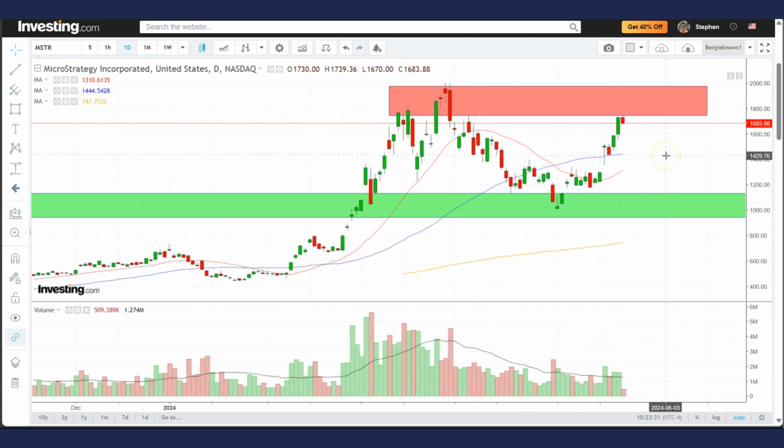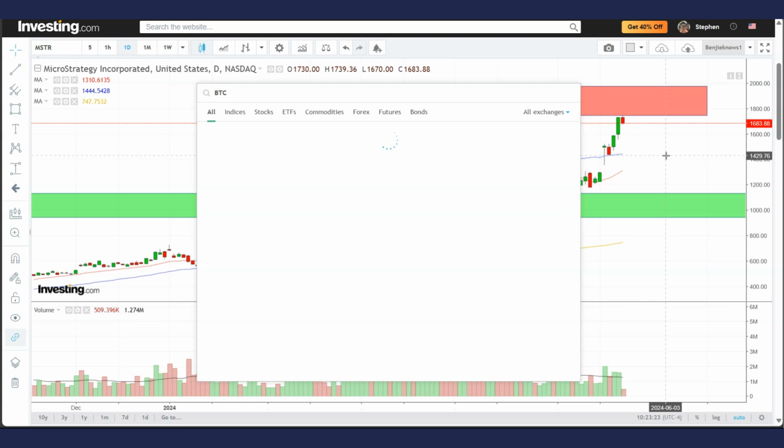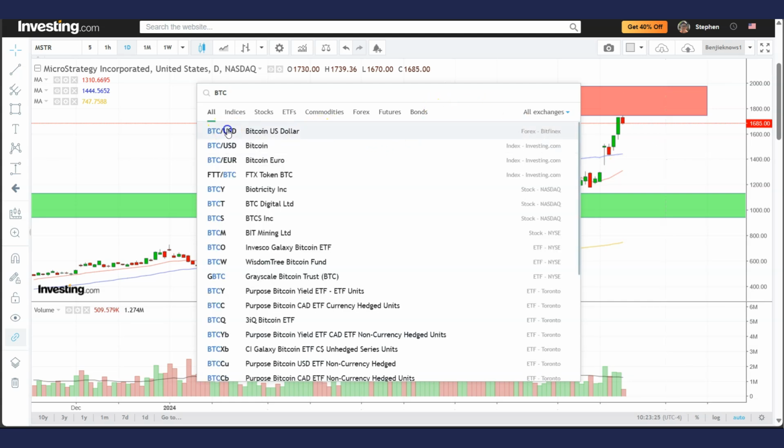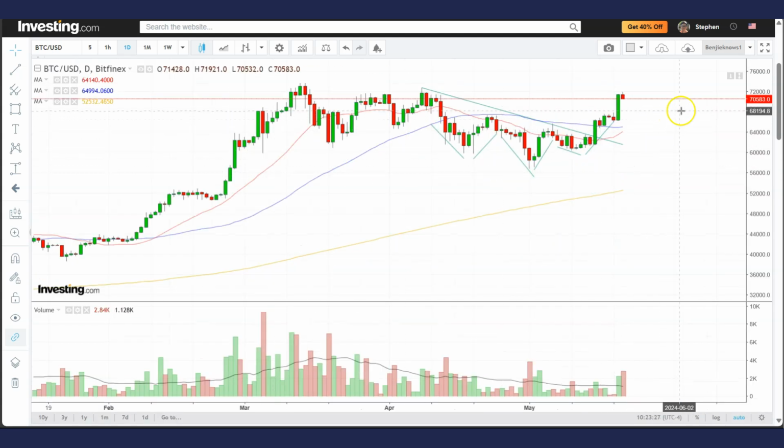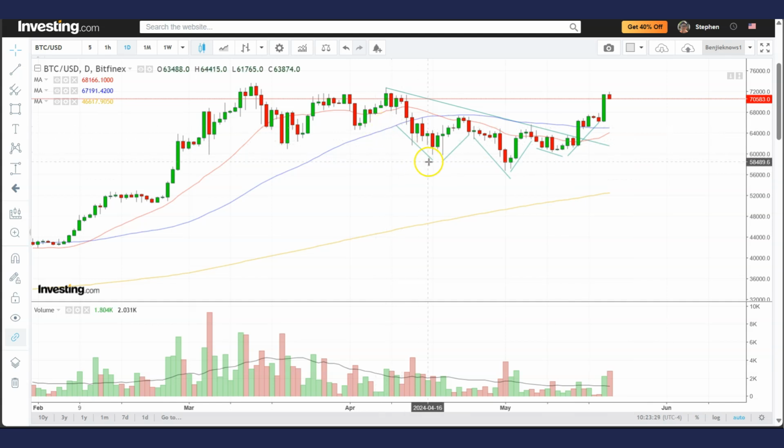Now, the other thing you have to do when it comes to MicroStrategy is always look at Bitcoin. Price of Bitcoin. Here is a reverse head and shoulders in Bitcoin. It broke above the downtrend line with a large green candle. And if Bitcoin continues to stay above the top half of this candlestick, most likely it will trade sideways as it absorbs the supply here.